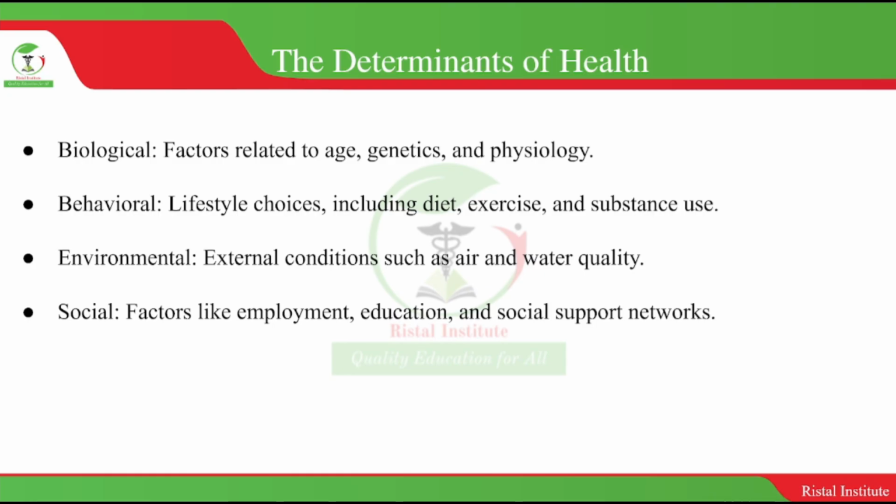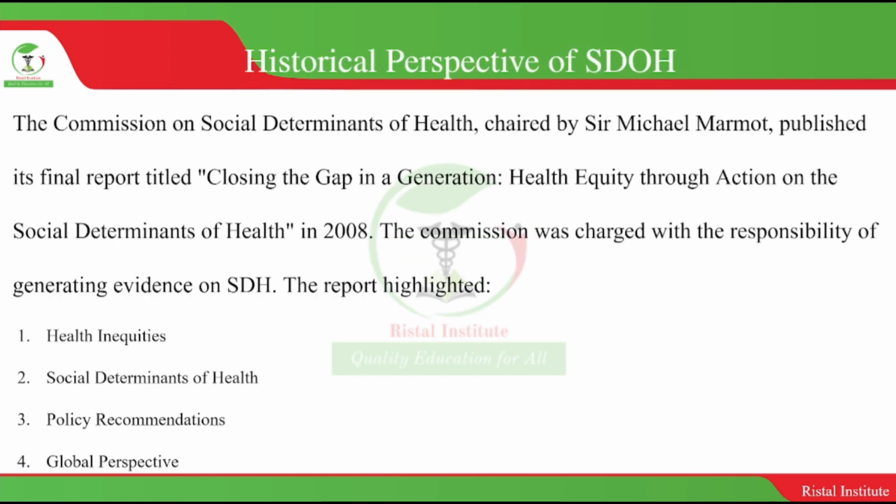The things that influence health can be biological, behavioral, environmental, or even social. But in our discussion, we are going to emphasize that they can be political, economic, health system factors, or cultural factors. So this is a small breakdown of these factors: behavioral, biological, environmental, and social.